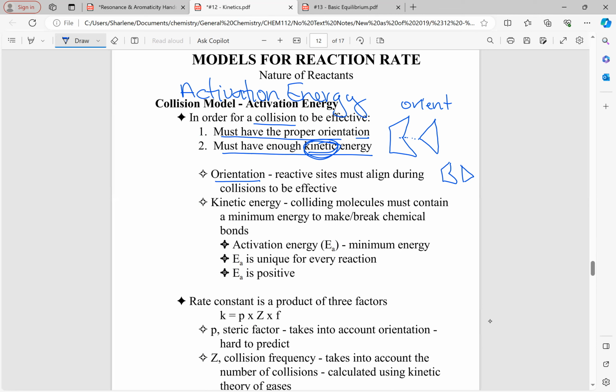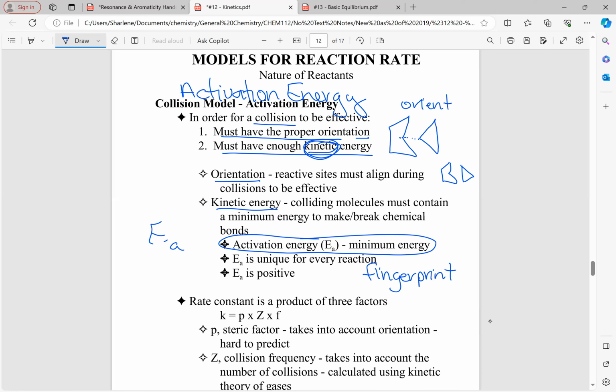So the orientation is very vital, but it's the kinetic energy that we really want to talk about here. So those colliding molecules must contain a minimum amount of energy to make or break bonds, okay? And we call that the activation energy. So E subscript A. It is unique for every reaction. It is like a fingerprint.